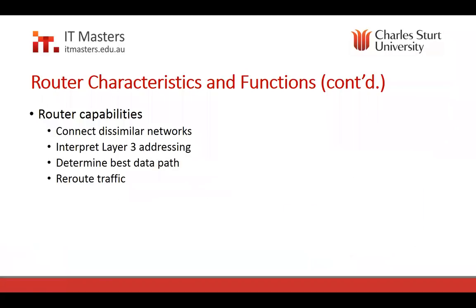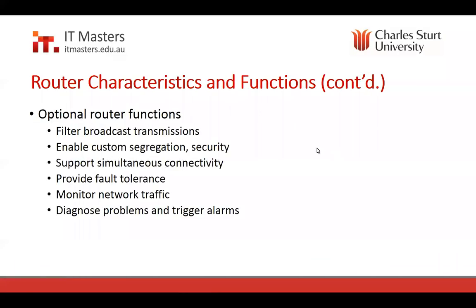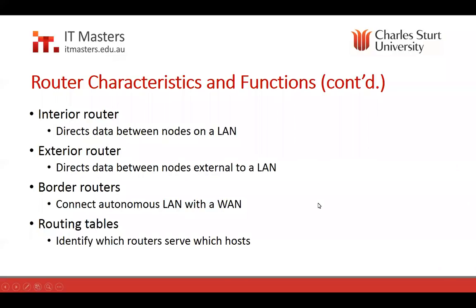So router capabilities, as we said before, they connect to similar networks, interpret layer 3 addressing, so that IP addressing, determine the best path, and they reroute traffic. Optional functions including, well, they're not optional really, they do filter broadcast transmissions. You can enable custom segregation and security, so you can determine who can flow through what and which way it can go. It'll support simultaneous connectivity, so lots of different things can happen at once. Fault tolerance is clearly there, particularly if you've got more than one chassis. They can monitor network traffic and diagnose problems and trigger alarms automatically based on configuration that you put onto them. So pretty good.